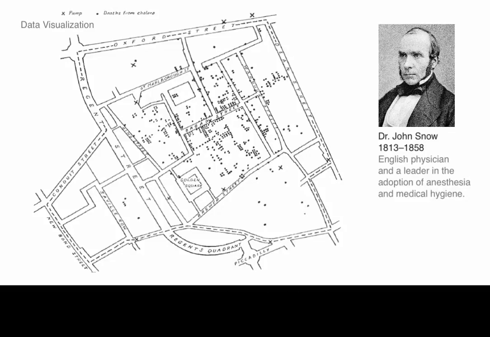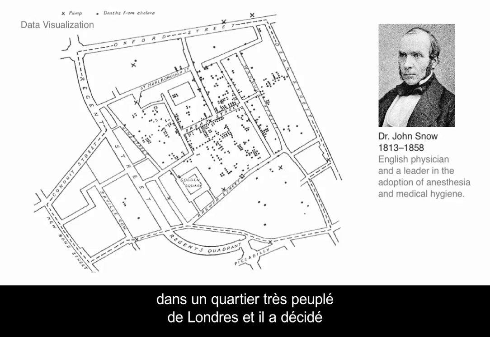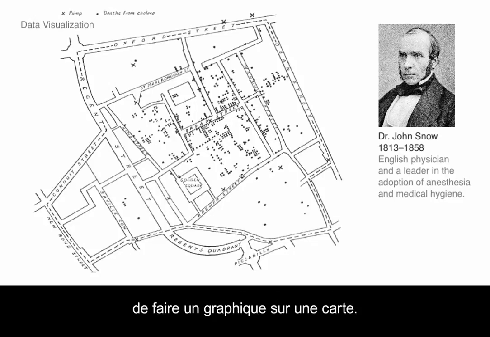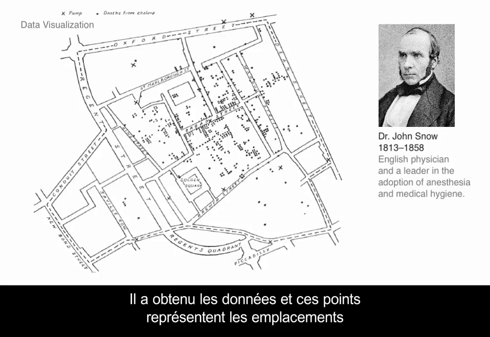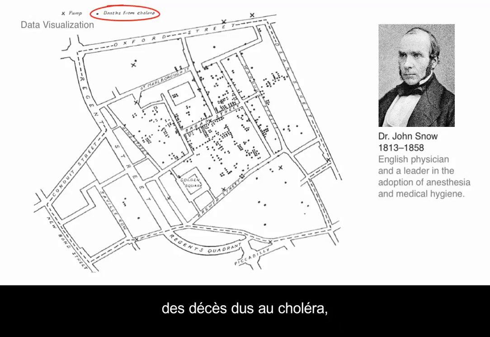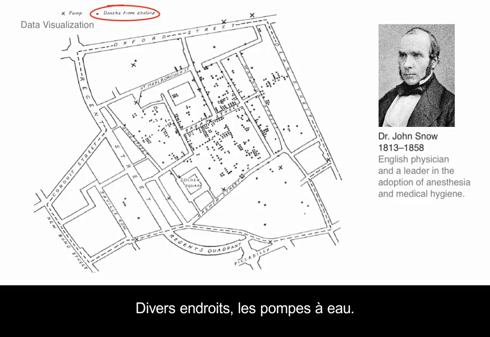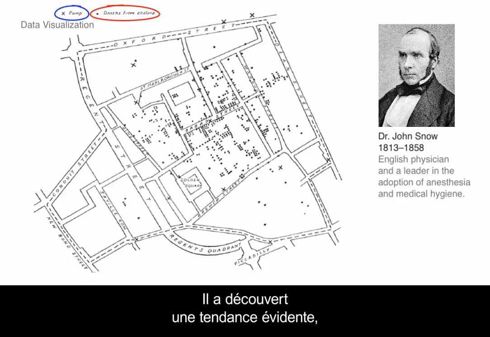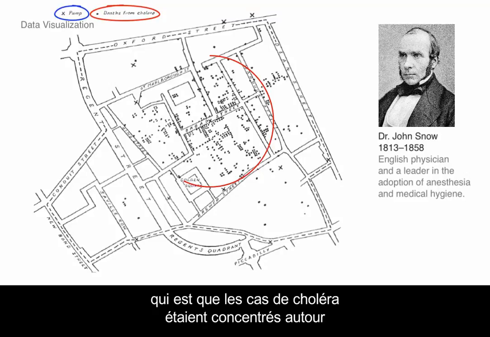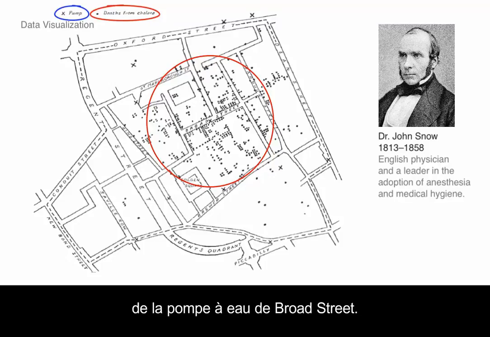There was an outbreak of cholera in a very populous neighborhood of London. He decided to plot the data on a map. He got the data, and all these dots are where people died of cholera. And then he plotted various other things on here, various locations and water pumps. He just decided to plot stuff. And he found this completely striking pattern, which is the cholera cases were clustered around this one water pump on Broad Street. Right around here.